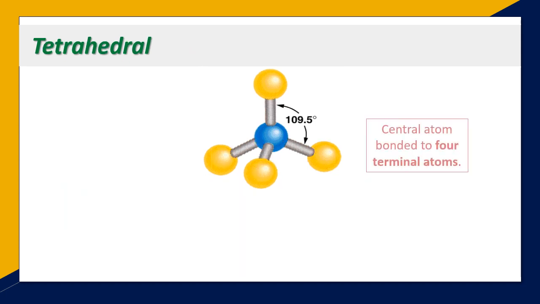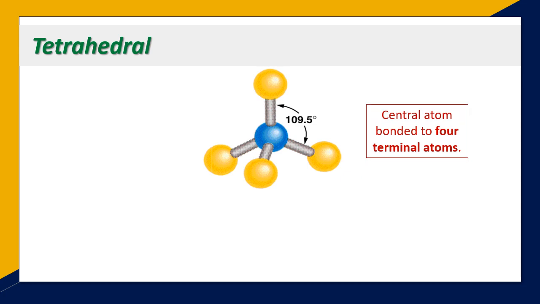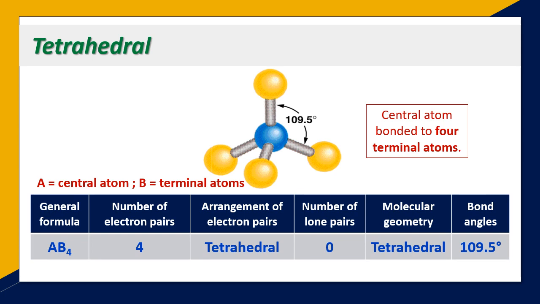For a tetrahedral, the central atom is bonded to 4 terminal atoms. The general formula is AB4, whereas we have a total of 4 electron pairs. All the bond pairs are arranged in a tetrahedral. Without the presence of any lone pairs, it will form a molecular geometry of tetrahedral, with bond angles between the bond pairs of 109.5 degrees.